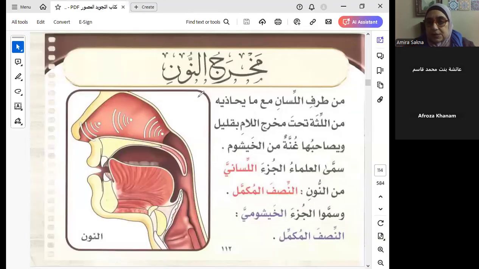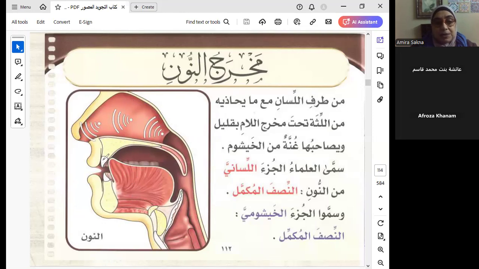Very well. Now you can see. My dear sister, I want you to have a look at this picture. This is very important. This is the articulation point of letter noon. Letter noon has a great company with us during all our recitation in Quran, because noon has a lot of hukm, a lot of rules.